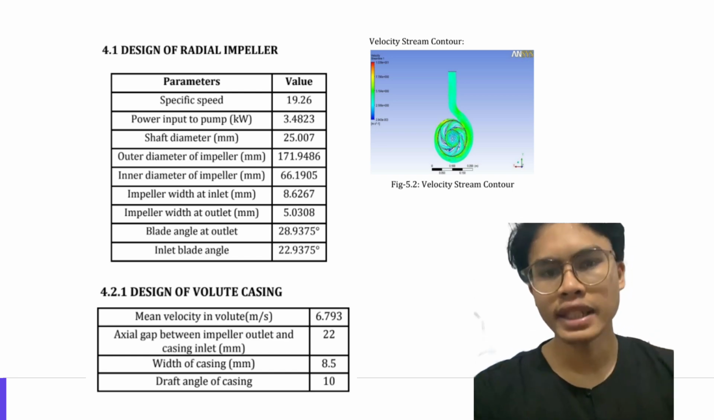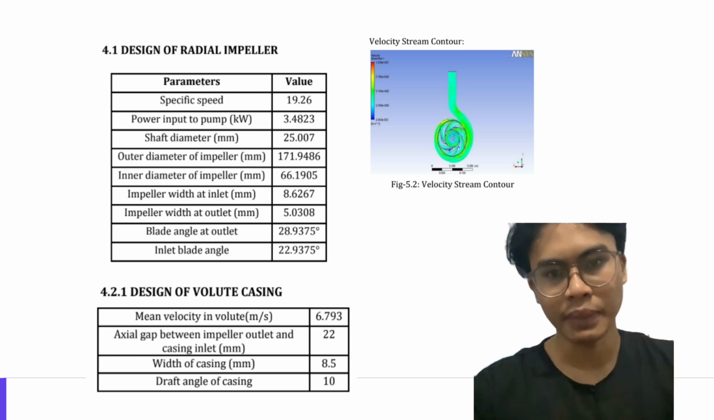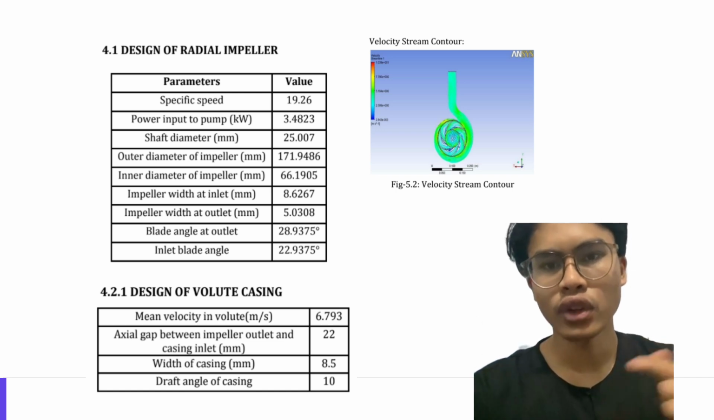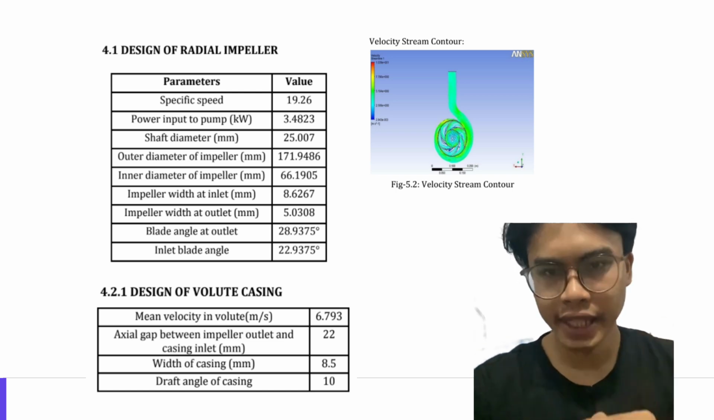The volute casing, which collects the fluid from the impeller, also had precise design calculations. For example, the mean velocity in the volute was determined to be 6.793 meter per second.